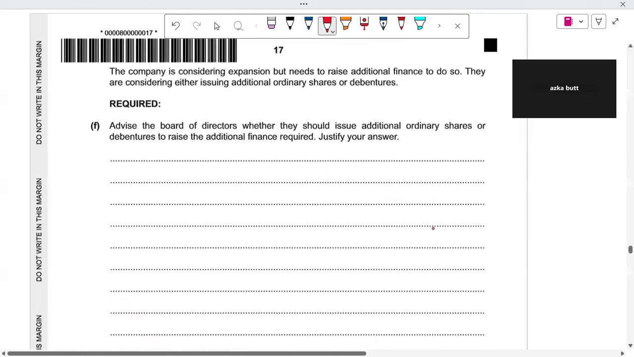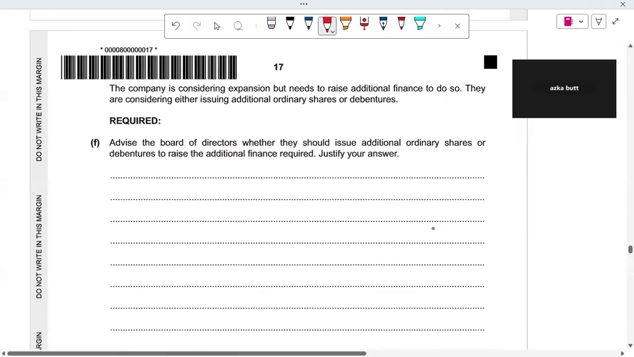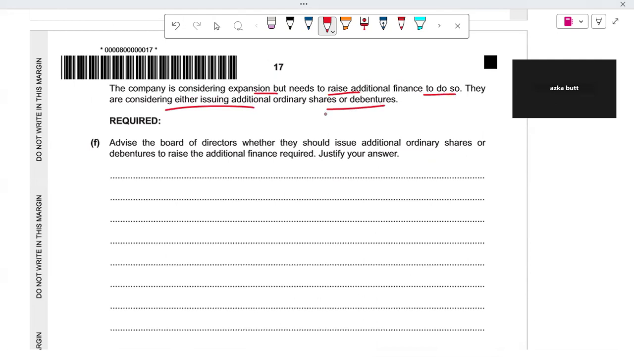Now we are going to see the theoretical question. The company is considering expansion but needs to raise additional finance to do so. So they are considering either issuing additional ordinary shares or debentures. Advise the board of directors whether they should issue additional shares or debentures to raise the additional finance required. Justify your answer. Okay, so if they issue debentures, they have to pay the annual interest rate. But if they issue additional ordinary shares, they have to pay the dividend.